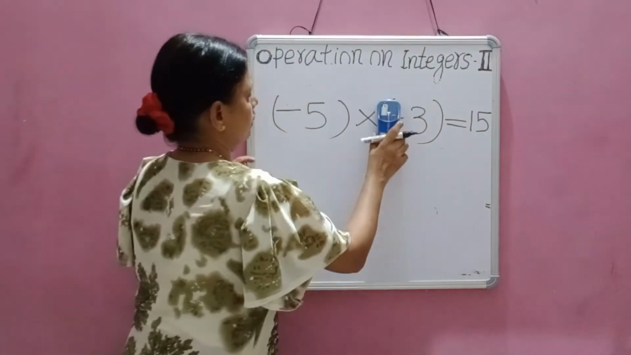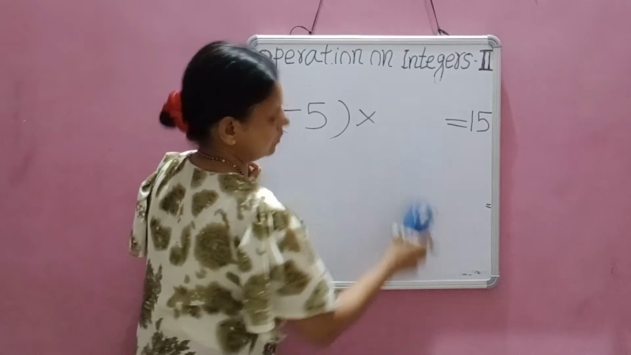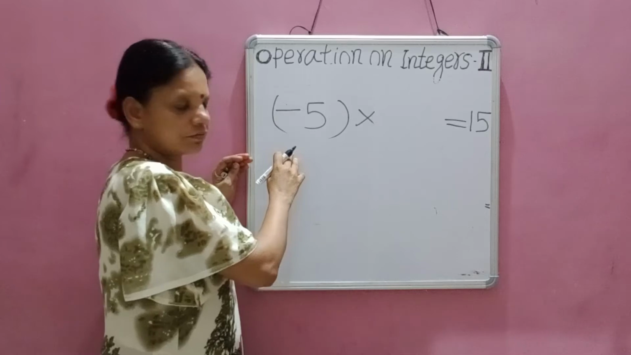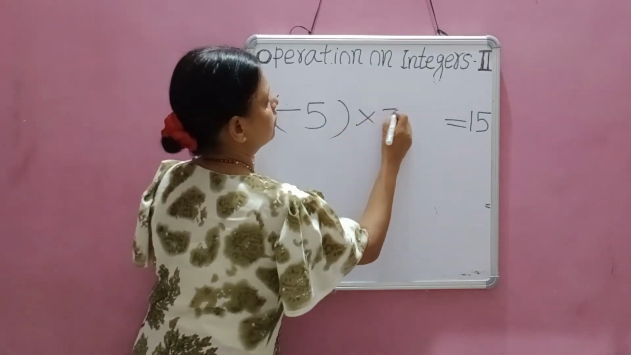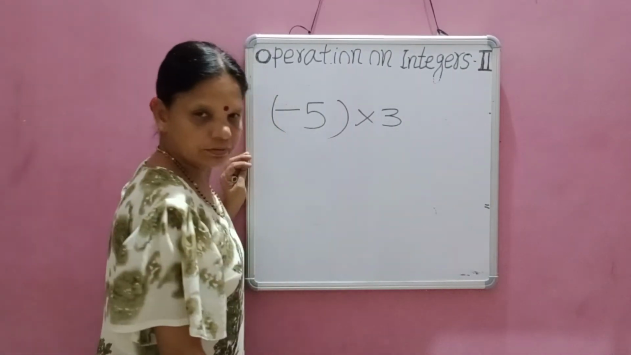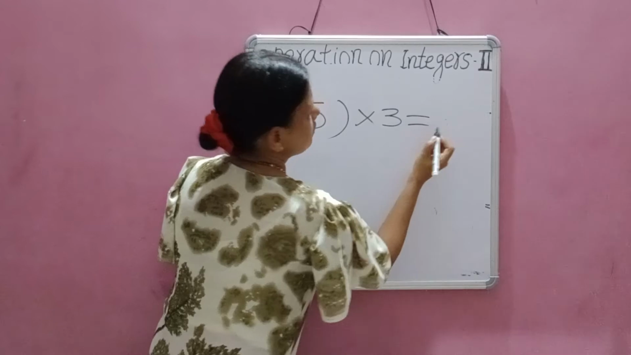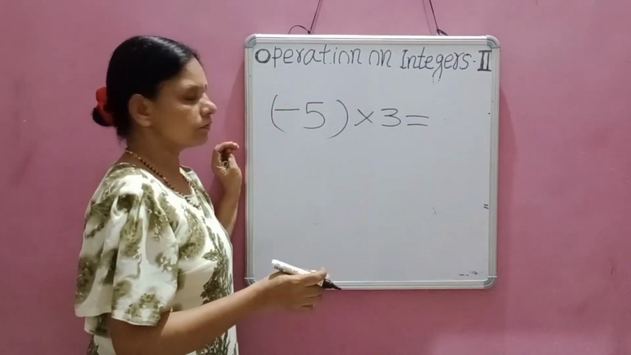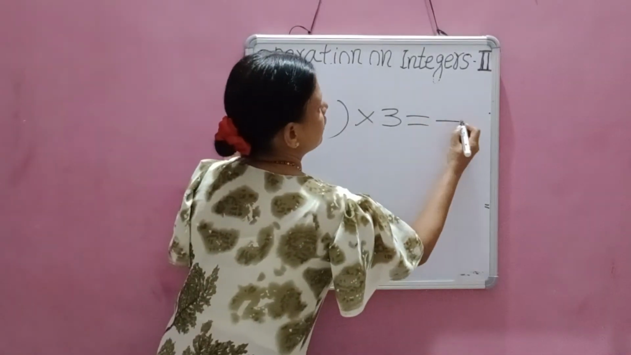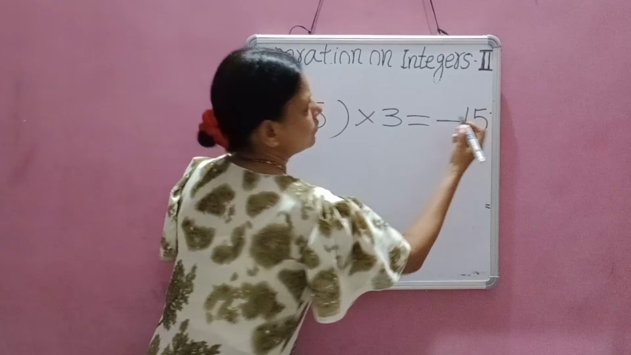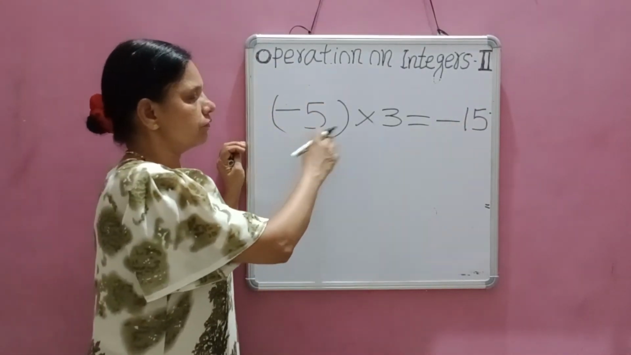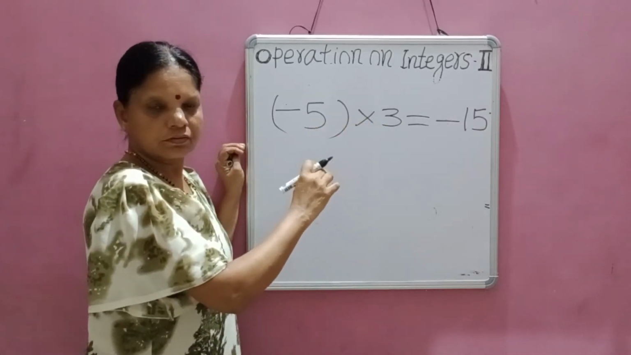Now, if one number is positive and the other number is negative, minus 5 into 3, then the answer is 15 only. 5 3s are 15 only. The number will not change, but the sign will change. If one number is negative, the product will be negative. So what is the answer? Minus 15. Product is minus 15. Minus 5 into 3. Clear?